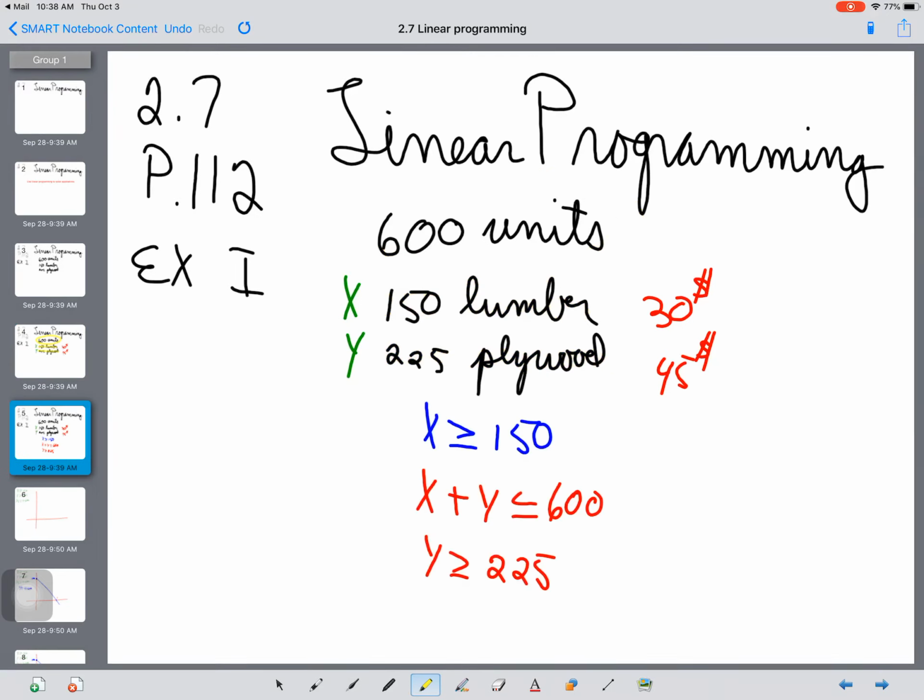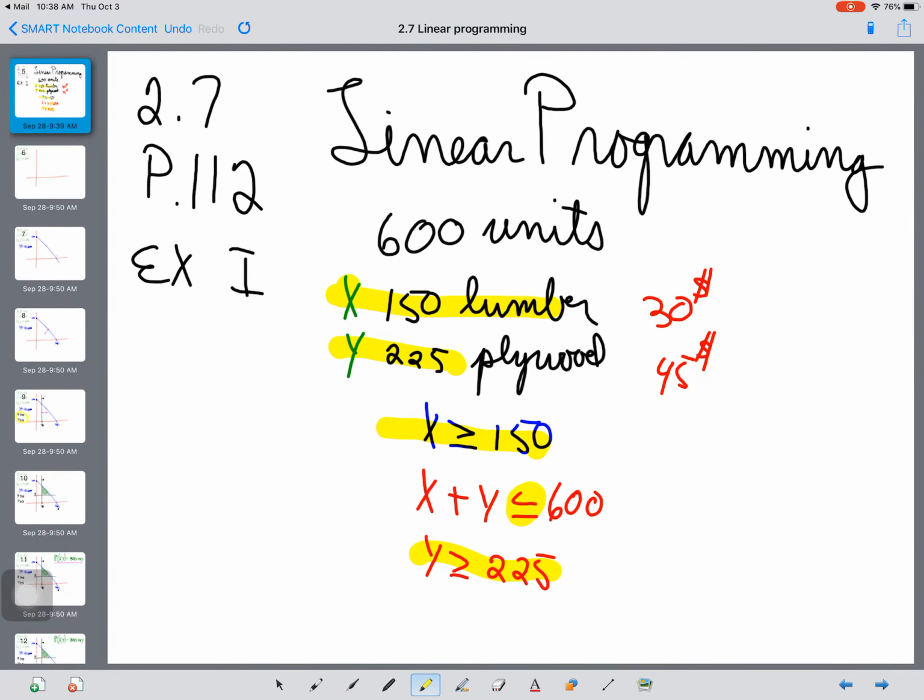So look at how that plays out mathematically. I've randomly just assigned, let's call X lumber and let's call Y plywood. Well, what that means is I have to have at least 150 units of lumber, so X has to be greater than or equal to 150. And Y has to be at least 225. And together, notice it says less than or equal to 600 units total. That's physically how many they can make.